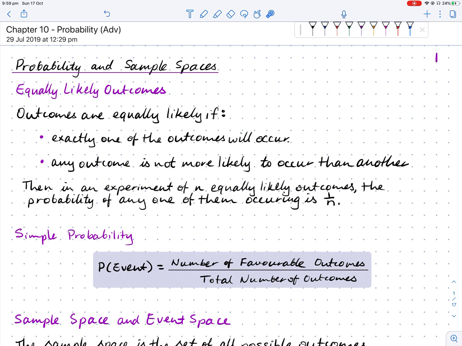So if we have an experiment of n number of equally likely outcomes, then the probability of each of those individual items is 1 out of n. Okay, so if I'm looking at rolling a die, I've got 6 sides on a die, so then the probability of getting any of those sides is 1 out of 6 in an equally likely situation.